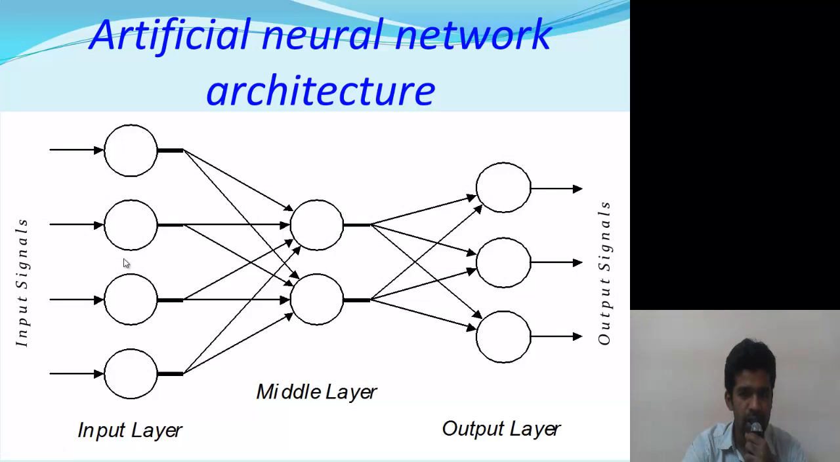Now, let us take a look at the artificial neural network architecture. It consists of three layers: input layer, middle layer, and output layer. The input signals pass through the input layer and are processed in the middle layer, and they are transmitted out through the output layer.